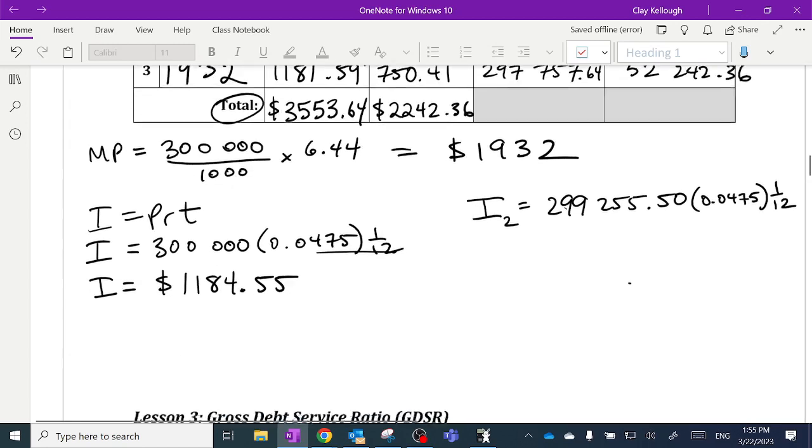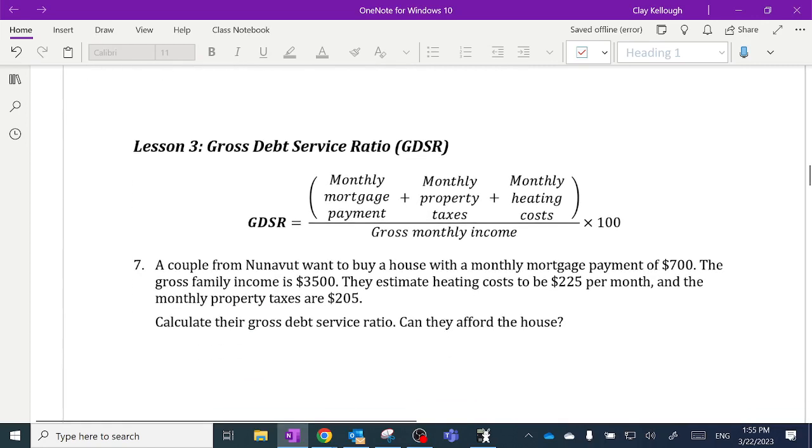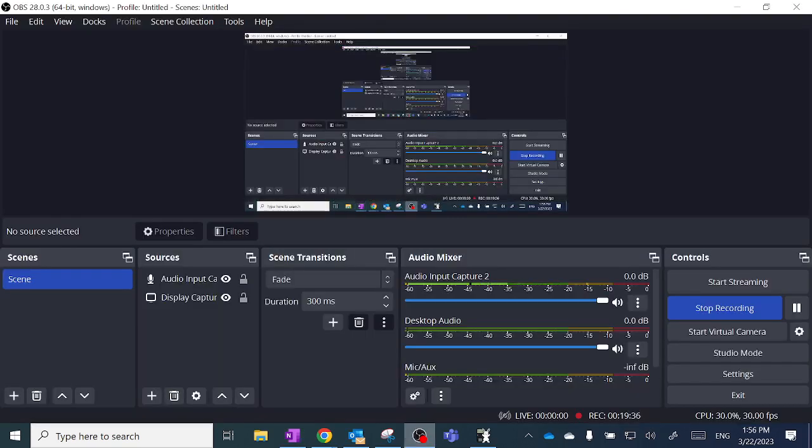Okay, let's move on to, I guess this would be now lesson 4. No, this would be lesson 3. GDSR. Okay, do you remember how to do a GDSR calculation? This one should be quick. It's not a big calculation. I'll give the class a minute. Try it at home on your own. And we're back.